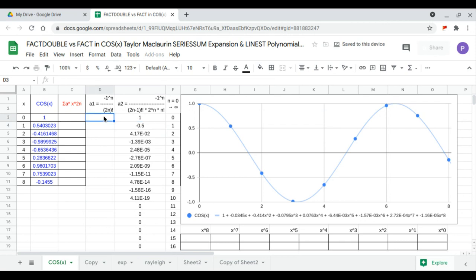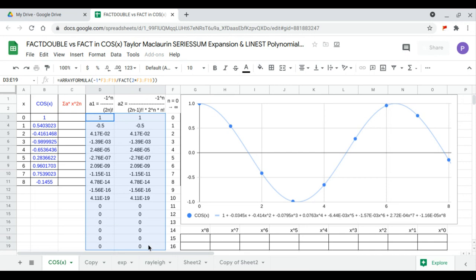Next, we calculate the factorial coefficient. So this is equal to our formula, minus 1 raised to the power n divided by factorial. That is 2n. 2 times n. Then enter. Their values are exactly the same.